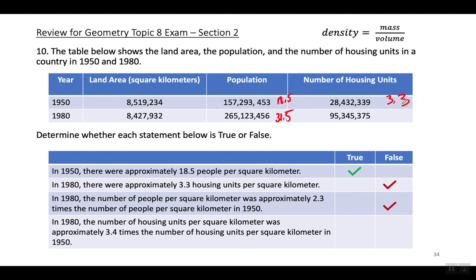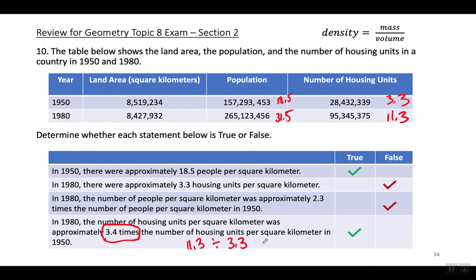All right, this one was 11.3. So it says in 1980 the number of housing units per square kilometer was approximately 3.4 times. All right, so to check whether this is 3.4 times that, I got to divide 11.3 divided by 3.3. All right, and that is going to be true. That is true. All right.